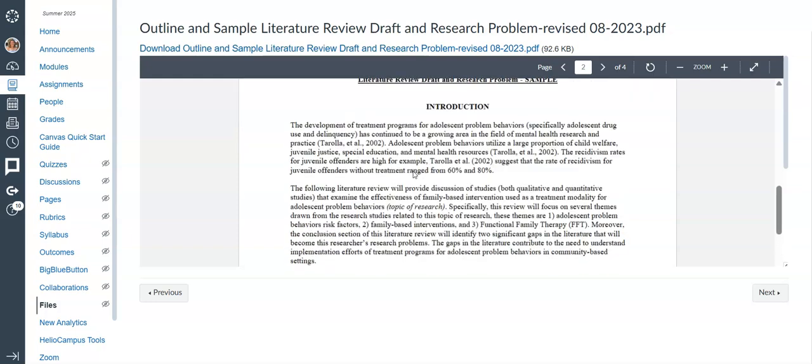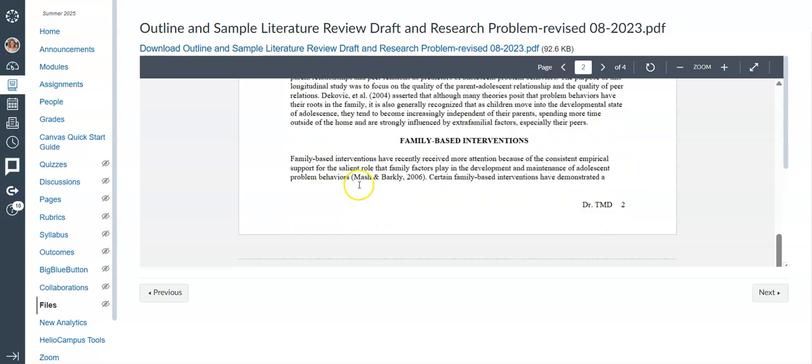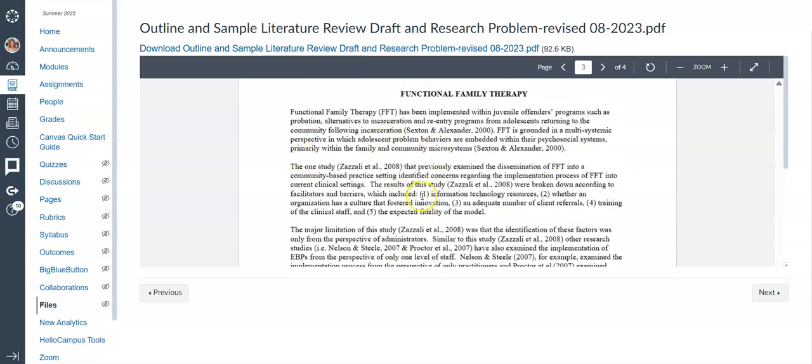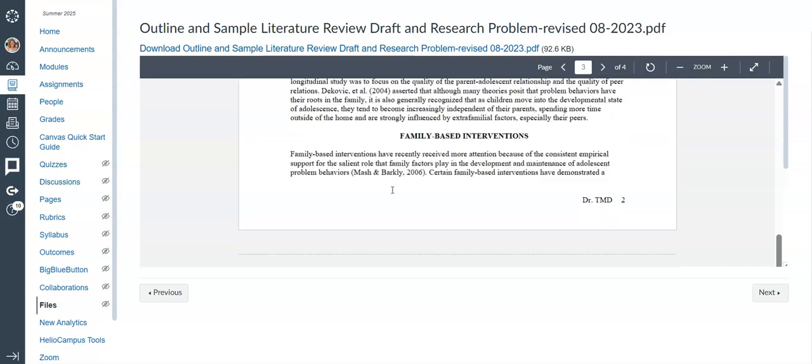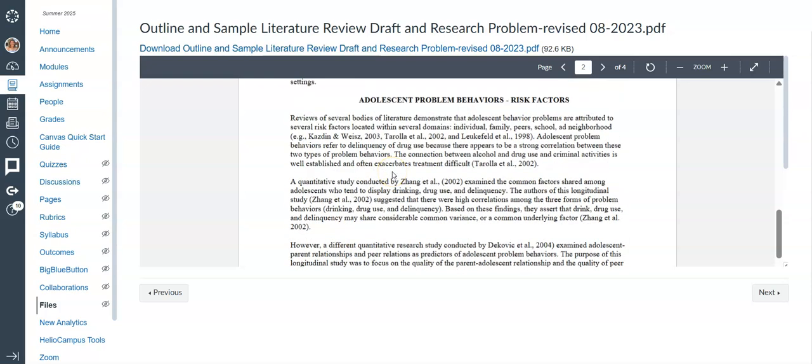But the good thing to note is the introduction and what was included. The different themes are noted here, and how you can see that research articles are integrated throughout within each of these sections. You can see a few different authors, and then also you can notice how they work to summarize and synthesize, integrate within these paragraphs as well. So hopefully that is helpful.